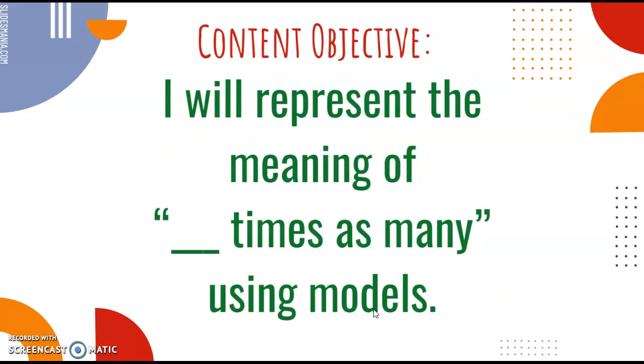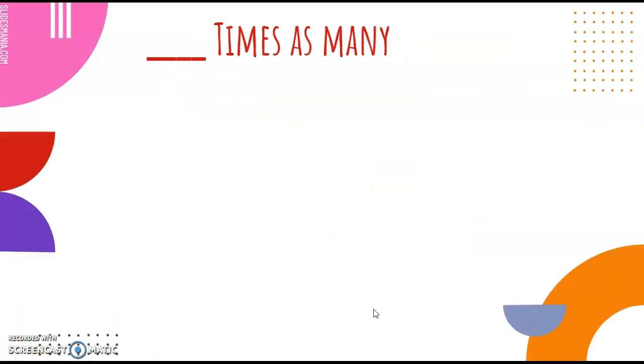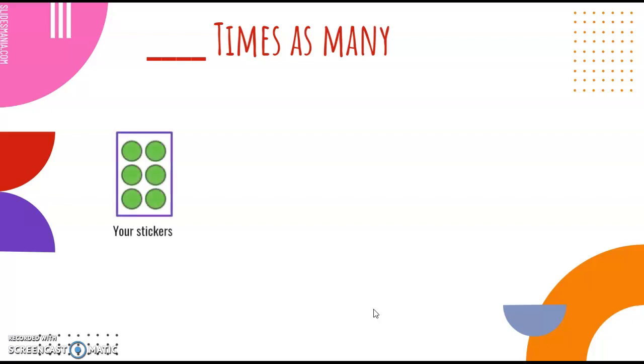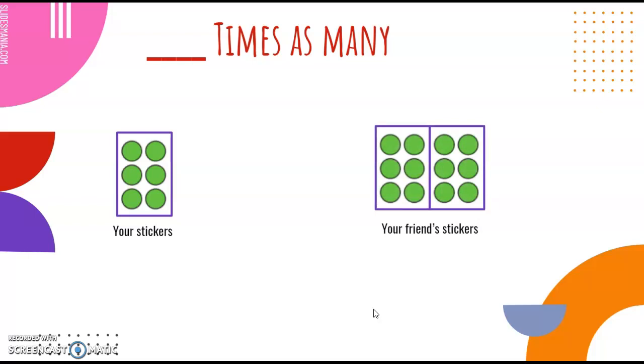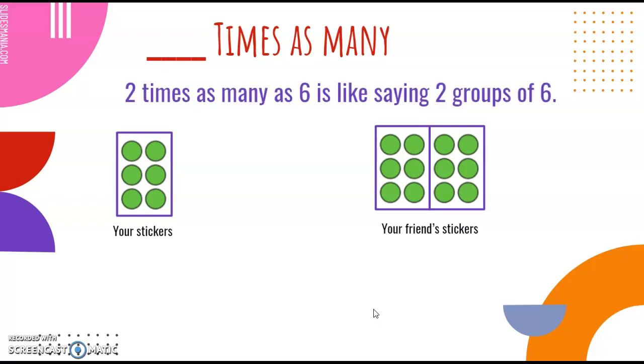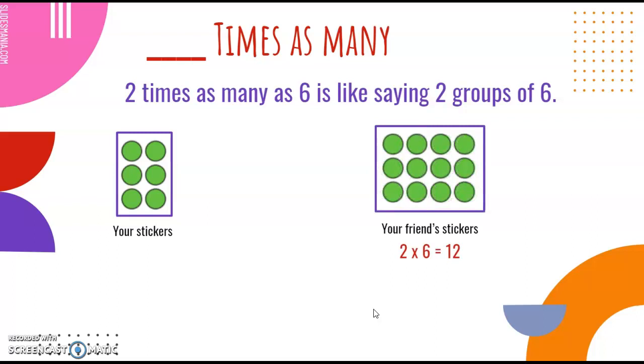Our content objective says, I will represent the meaning of blank times as many using models. Blank times as many is a way to show multiplication as a comparison, which means you are comparing equally sized groups. For example, if you have 6 green circle stickers and your friend has 2 times as many stickers as you, you are comparing your 1 group of 6 stickers to your friend's 2 groups of 6 stickers. 2 times as many as 6 is like saying 2 groups of 6, or 2 times 6. Your friend would have 12 stickers.